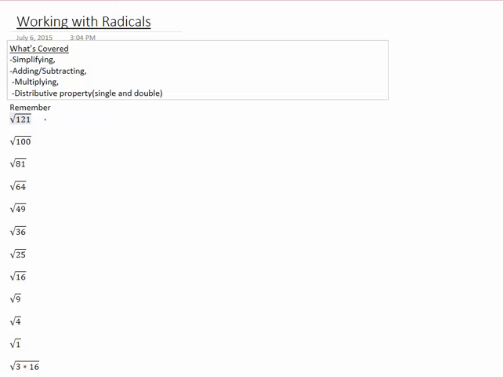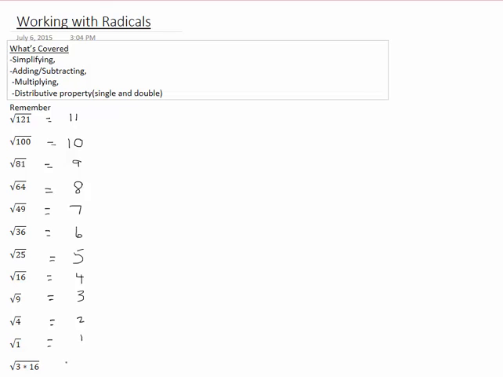For example, the square root of 121 is 11, because 11 times 11 equals 121. The square root of 100 is 10. The square root of 81 is 9, remembering 9 times 9 equals 81. 8. The square root of 49 is 7. So forth and so on, all the way down. So these are all the perfect squares from 1 to 121 that you should be able to answer without using your calculator.